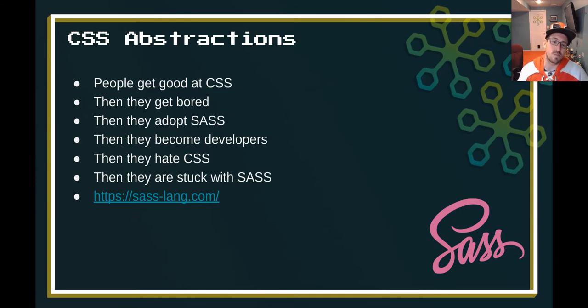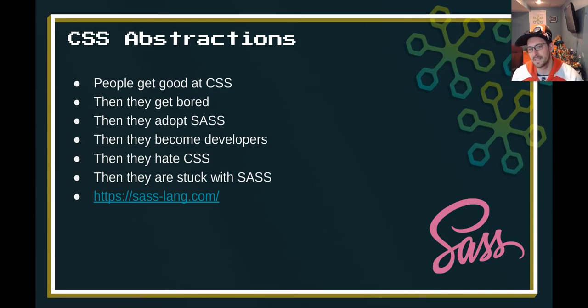So these are ways people write code that is then interpreted to generate CSS, because of how verbose it would have to be for something like that Tailwind example. Lots of little teeny tiny parts of design aspect. So again, people get good at CSS, then they get bored, then they adopt SASS, then they become developers, then they hate CSS, and then they're stuck with SASS. It's kind of the same feedback loop as the libraries thing, as far as a goofy critique.